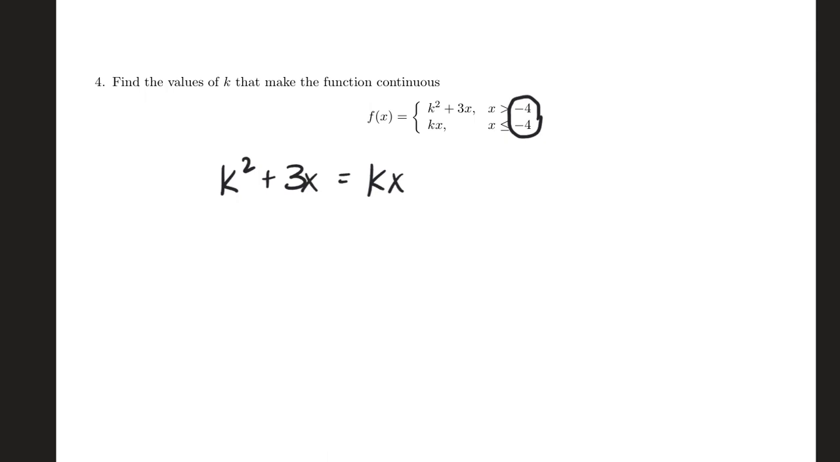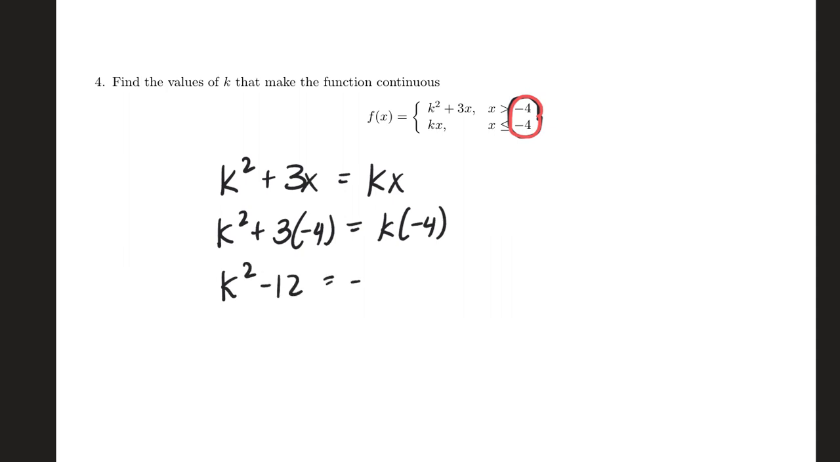And this looks impossible to solve because there's a k and an x, but again, we know the switch is happening at x equals negative 4. So I can say k squared plus 3 times negative 4. When the switch happens, which is exactly when x is negative 4, we need these things to line up. That's going to be k squared minus 12 equals minus 4k.